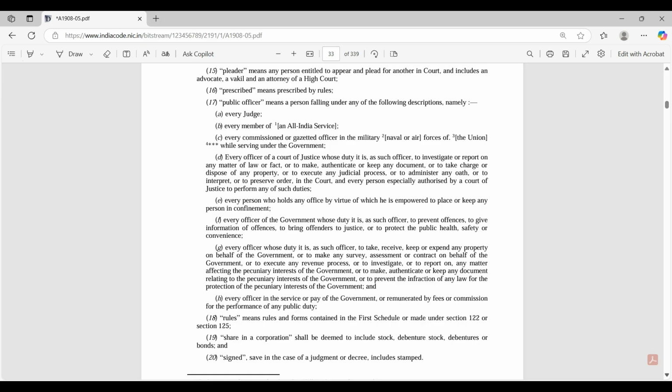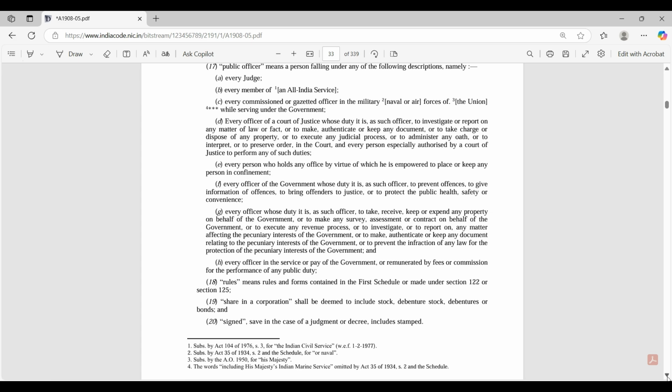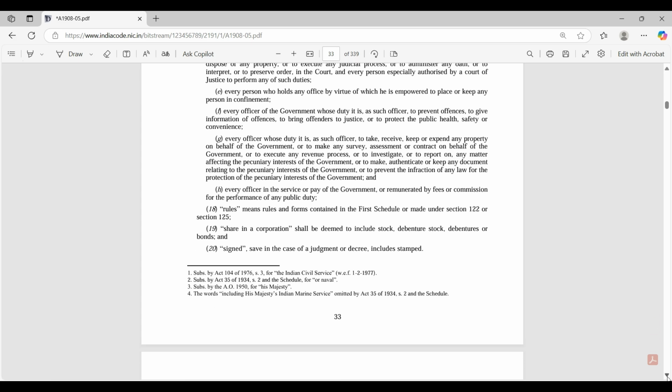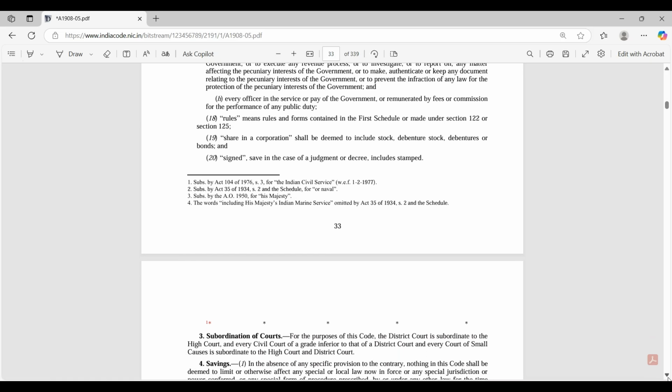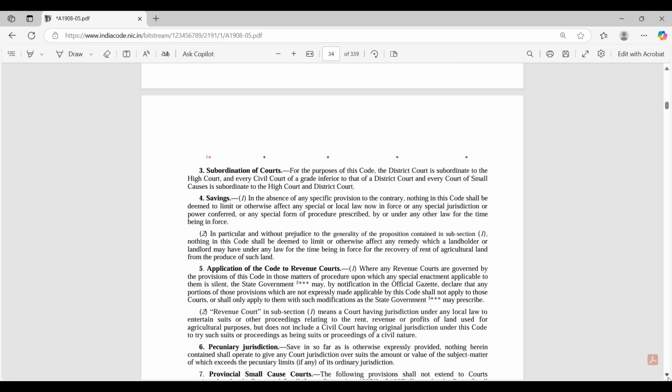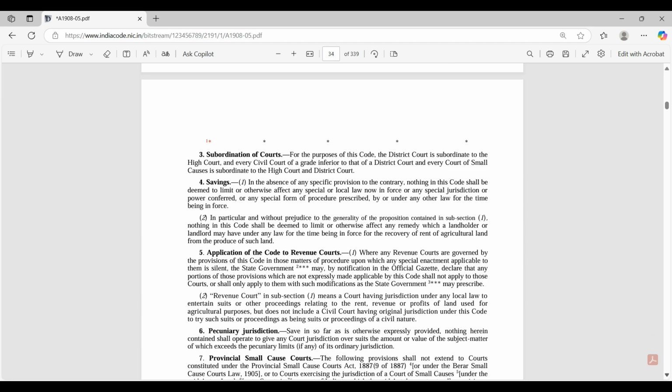Every person who holds any office by virtue of which he is empowered. Then rules means rules contained in the First Schedule of the CPC. Share in a corporation shall be deemed to include stock, debentures, or bonds. Signed, you can see stamp and all those things. Now, subordination of courts.